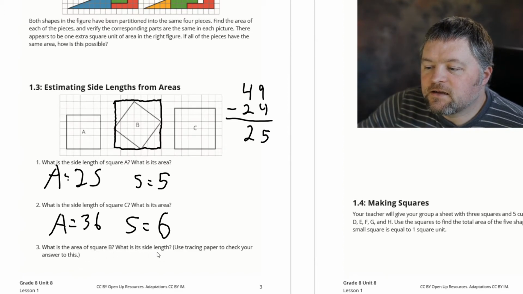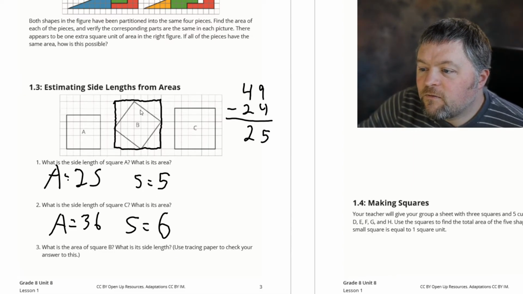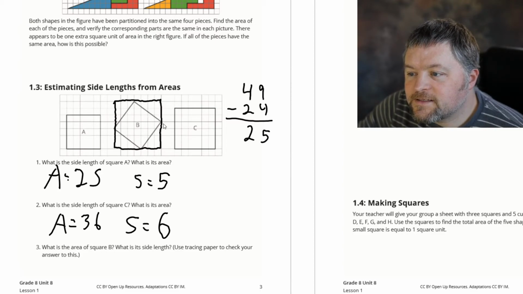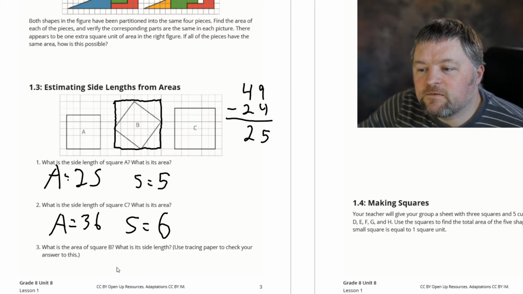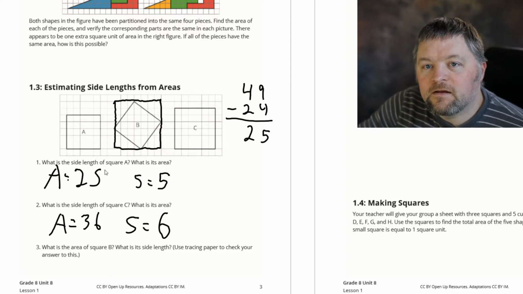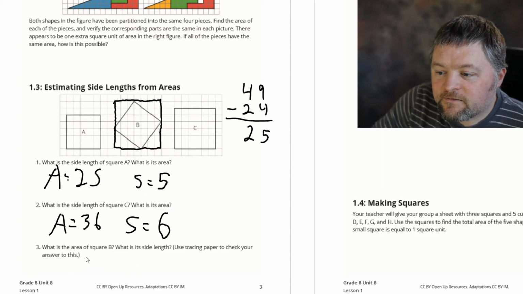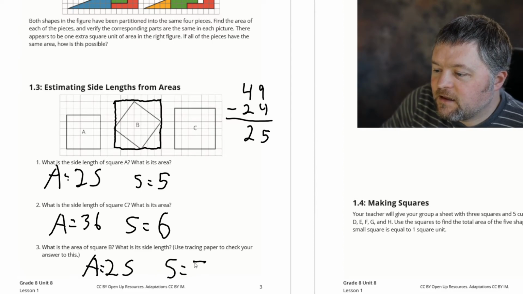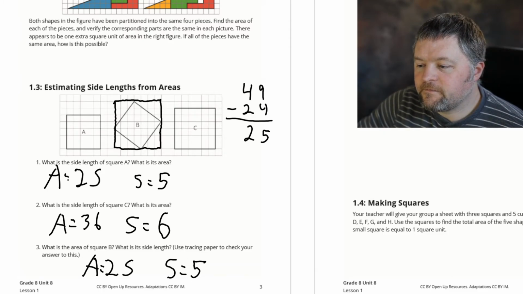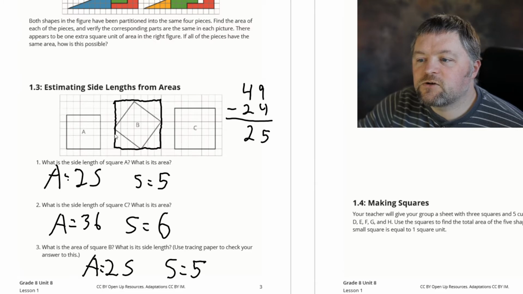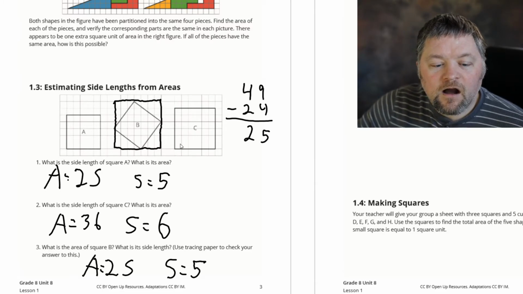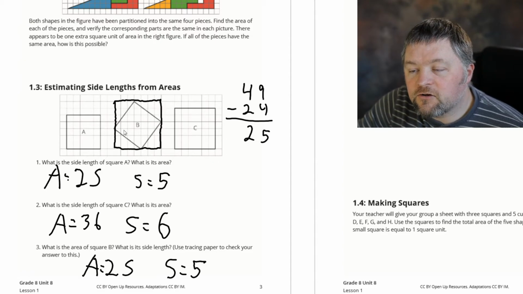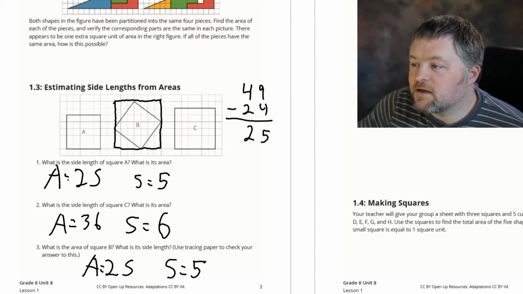Area and side length of square B. Well, if this has an area of 25, what do you think the side length of a square with an area of 25 is going to be? Hint, hint. It's already right here. Area is 25. Side length is 5 again. So this square and this square are the same square. They are congruent to each other, just rotated slightly.